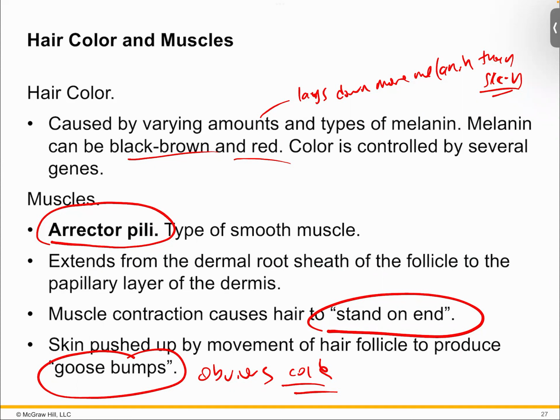But it's also associated with your sympathetic system, your sympathetic division of your nervous system. We haven't gotten there yet, but does anybody know what the sympathetic division does?